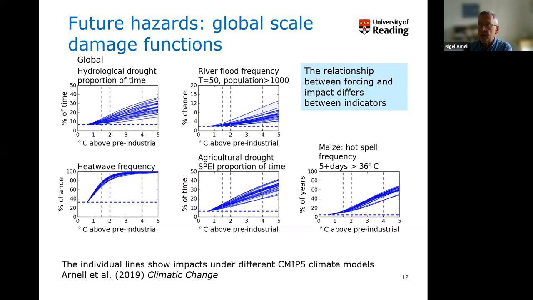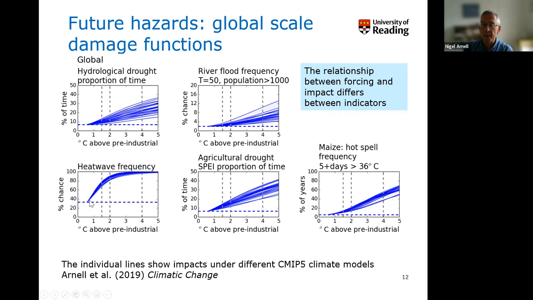So for each of those, we first of all constructed these relationships between level of forcing and impact by essentially running our impact models with these global climate scenarios rescaled to represent change per degree of warming. And one thing that we can immediately see from these five different examples is that the shapes of the relationships are different between level of forcing and consequence.